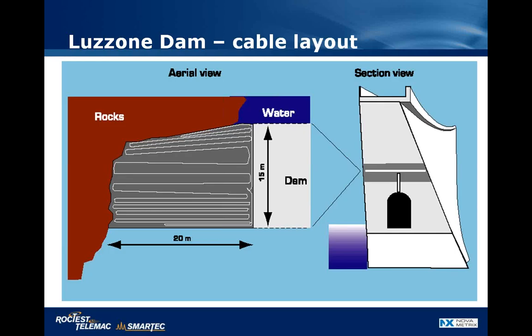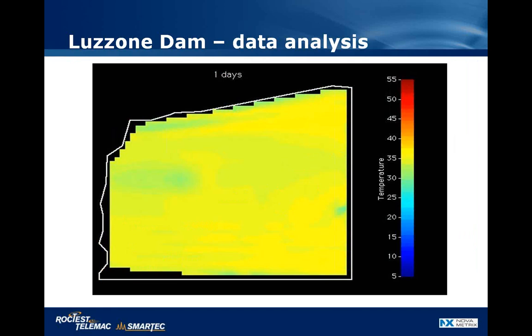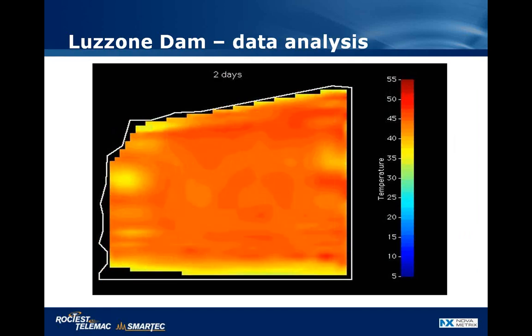Here it is possible to see the section where the sensing cable was installed. In this animation, it will be possible to see how the thermal gradient changes with the evolution of the concrete setting and the influence of the reservoir on the concrete block.